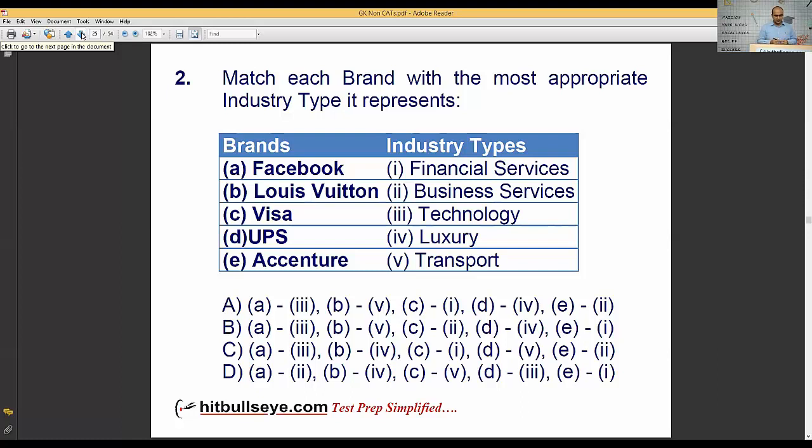The answer, of course, is C, right? Facebook, of course, related to technology. Louis Vuitton is a luxury brand. Visa, yes, Visa is in financial services. UPS is in transport. And Accenture is in business services. Okay, great.